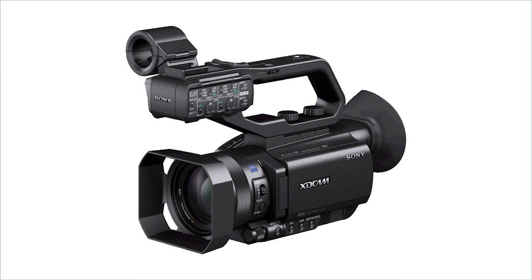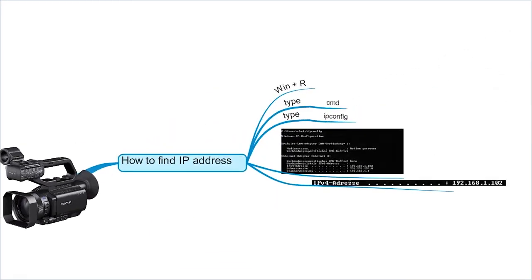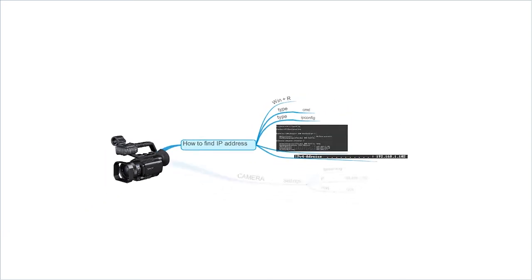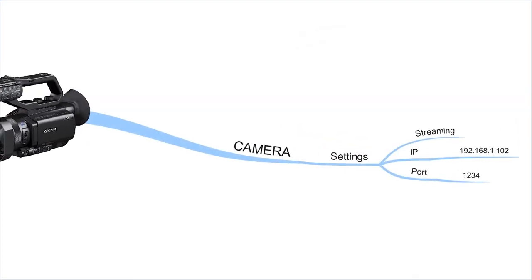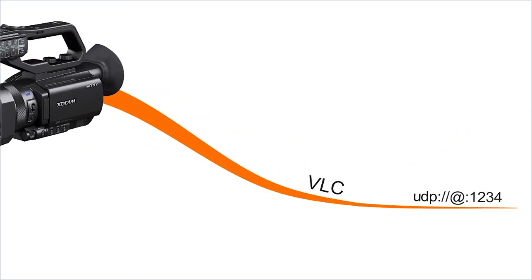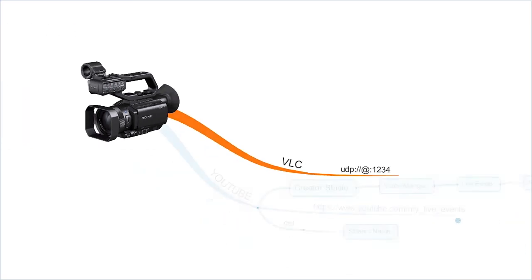So first things first, the first thing you need is your IP address. We'll go over how to find the IP address of your computer. Next up is what the required settings are in your camera, and how to check whether your live stream is being received by your computer or not.